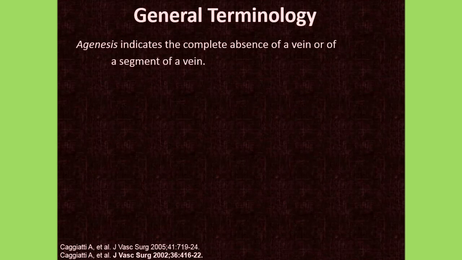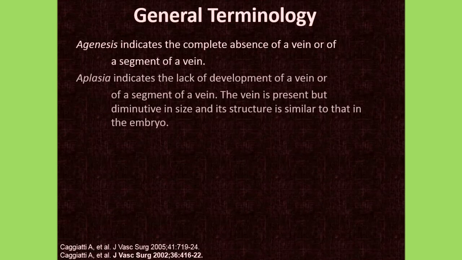And now a bit about general terminology. It's important that we understand these terms because when you're reviewing the literature or you're generating a report, you need to be able to, again, speak a common language. So agenesis simply means the complete absence of a vein or a segment of a vein. Aplasia indicates the lack of development of a vein or a segment of vein. It may be present but small in size, and in fact its structure is similar to that seen in the embryo.